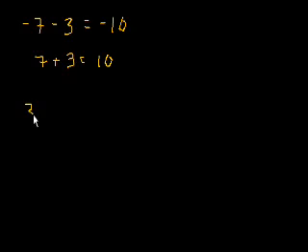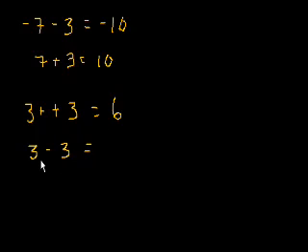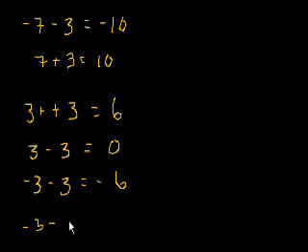So let's say 3 minus negative 3. Well, these negatives cancel out, so that just equals 6. What's 3 minus 3? Well, 3 minus 3, that's easy. That's just 0. What's minus 3 minus 3? Well, now we're going to get 3 less than minus 3. Well, that's minus 6.